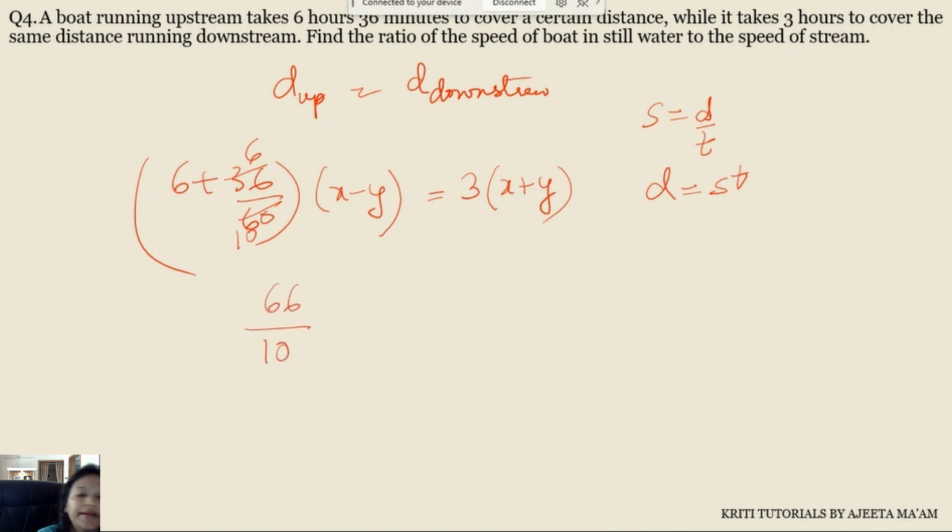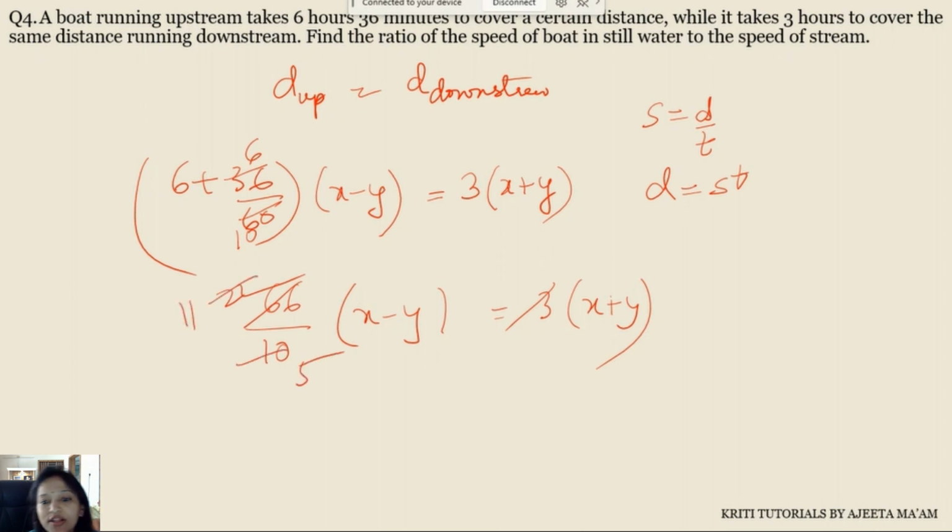66 upon 10. Okay, now x minus y, and that is 3 times x plus y. Correct? Now, if you want to cancel it out, you can cancel it. That is 22 upon 10, and that will give you 11 upon 5. Now, it's a simple question which you have been doing in the previous also.